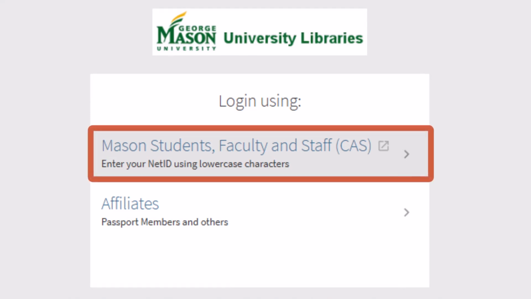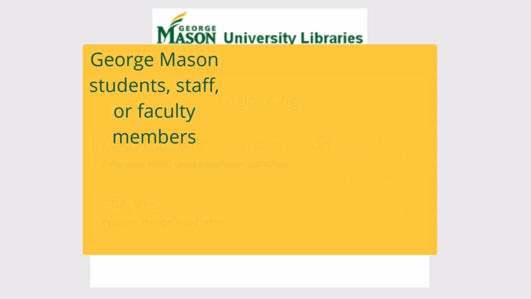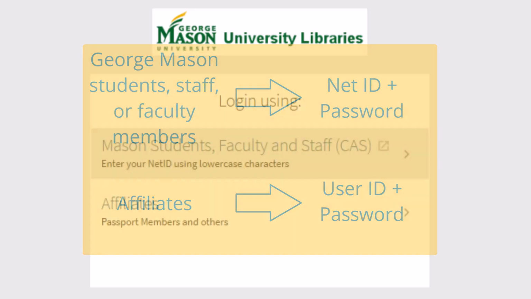Select either Mason students, faculty, and staff, CAS, or affiliates depending on your affiliation with George Mason. George Mason students, staff, or faculty members will be prompted to sign in, using their NetID and the same password used for signing into their George Mason email or Canvas account. Affiliates will be prompted to sign in, using their user ID and password. Two-factor authentication may be required.